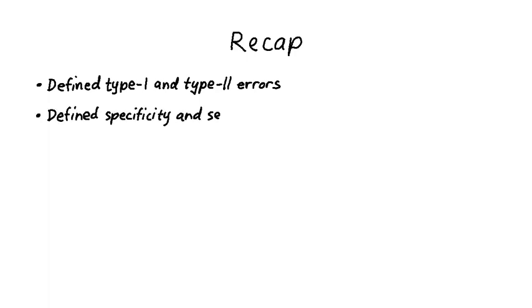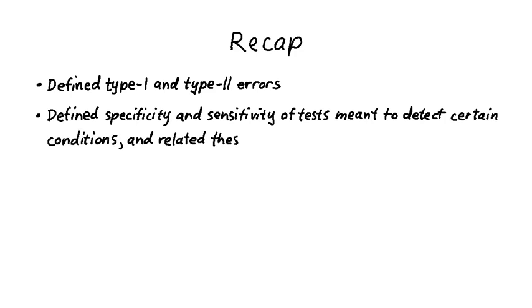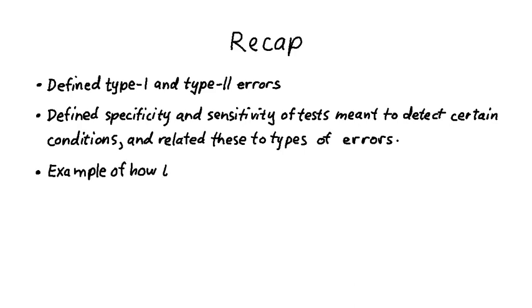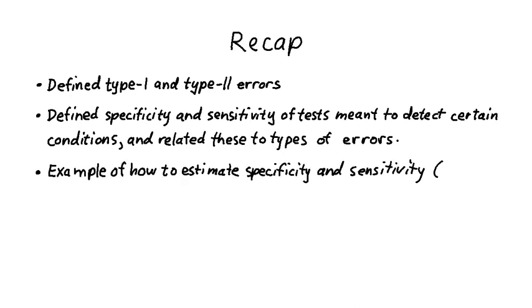It's time to recap what we've done. We defined two kinds of errors associated with tests for medical conditions. We also defined the specificity and sensitivity of tests and related these to the kinds of errors we might encounter. Finally, we saw an example of how to estimate the specificity and sensitivity of a test. In fact, we also saw how to estimate error rates along the way.